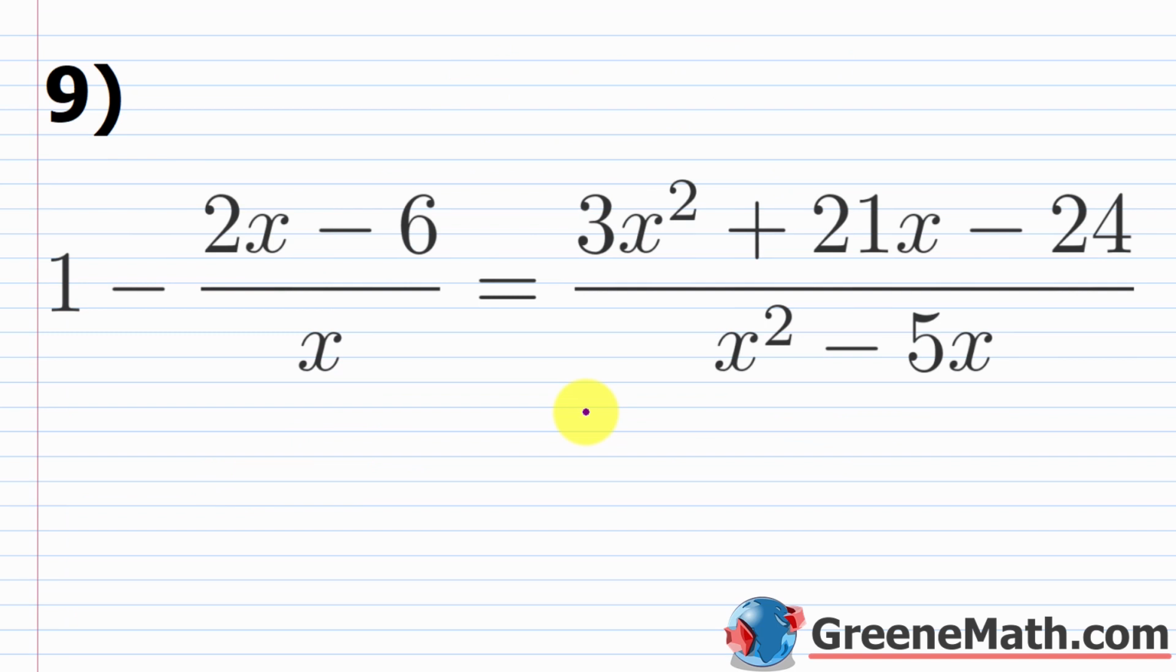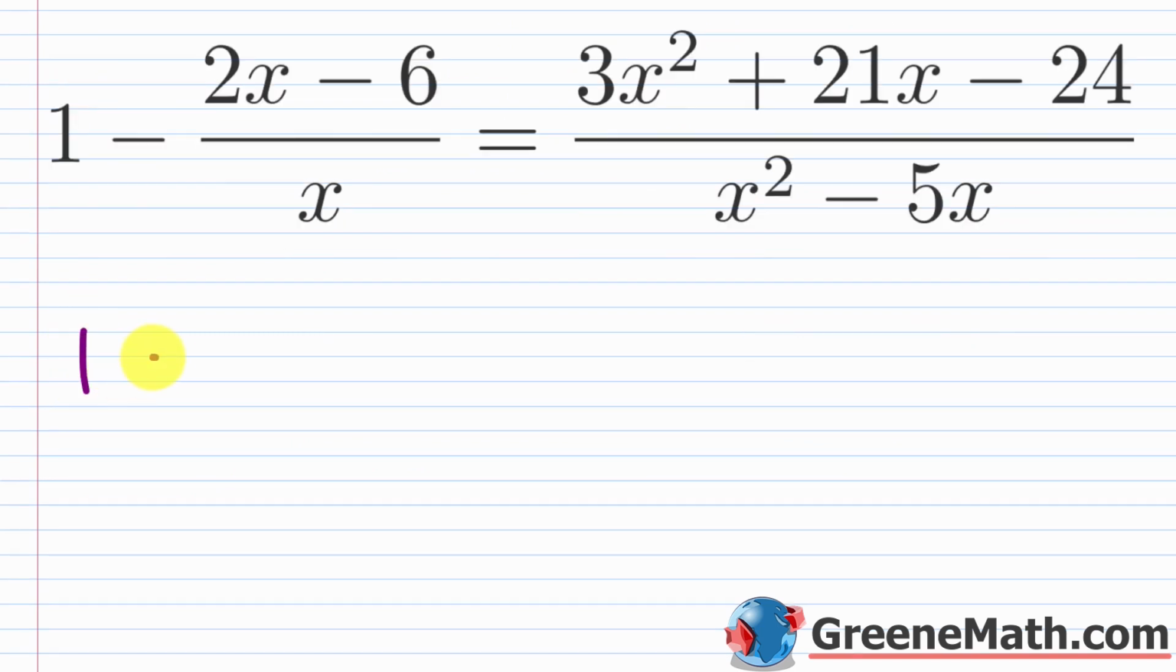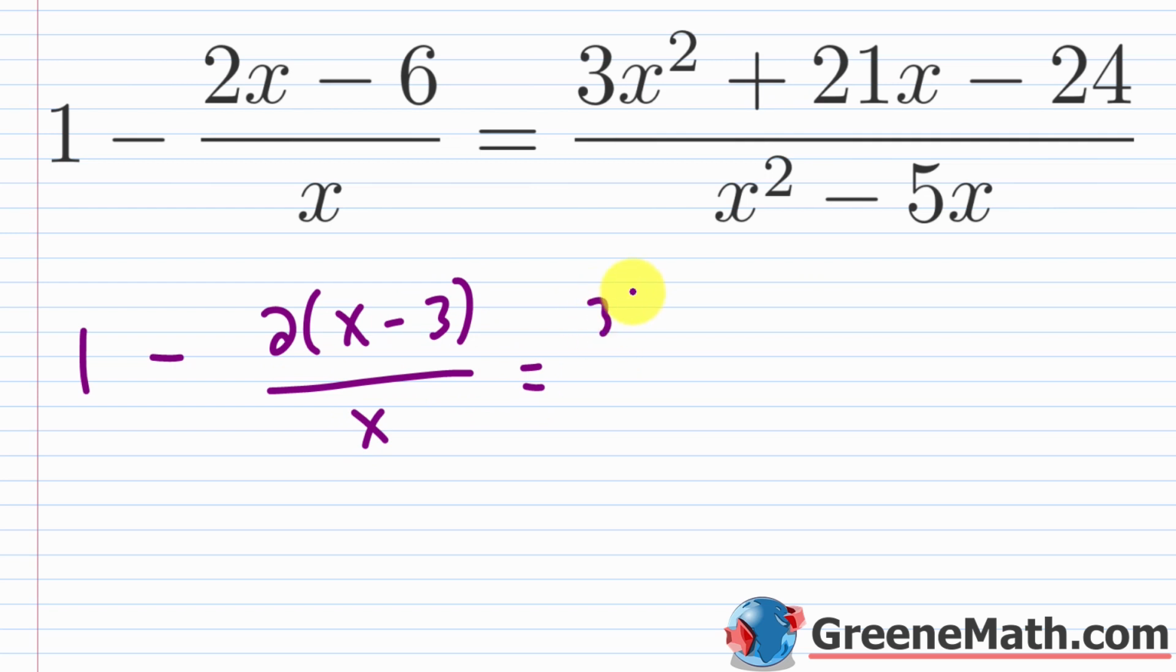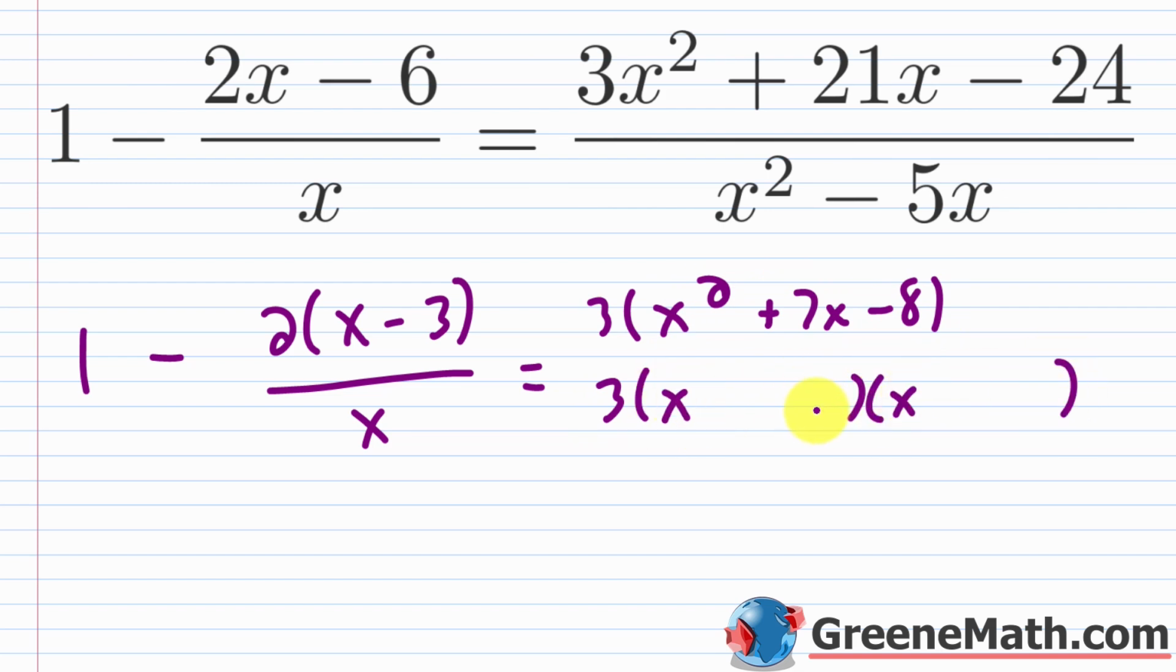All right, let's take a look at problem number 9 now. So we have 1 minus, I'm going to factor this 2 out, so 2 times the quantity x minus 3, over x, and this equals, up here, let's factor out the 3. That would give me x squared plus 7x minus 8. And then you could factor this further. If you want an x here and an x here, and 2 integers whose sum is 7 and whose product is negative 8, well, that's going to be positive 8 and then negative 1.